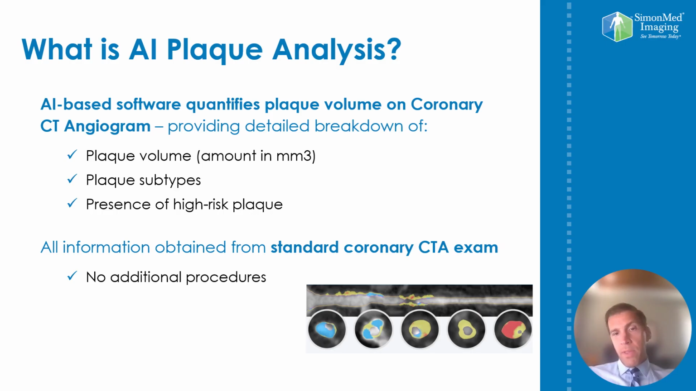And so with the AI plaque analysis, we get volumetric data. We get actually a volume of this plaque in cubic millimeters and a breakdown of all these different subtypes, including that high risk plaque that I just mentioned. And what's really cool is that all of this information is obtained from the coronary CTA that you had. It does not require any additional testing. It doesn't require any additional radiation. It can all be ascertained from that coronary CT angiogram.